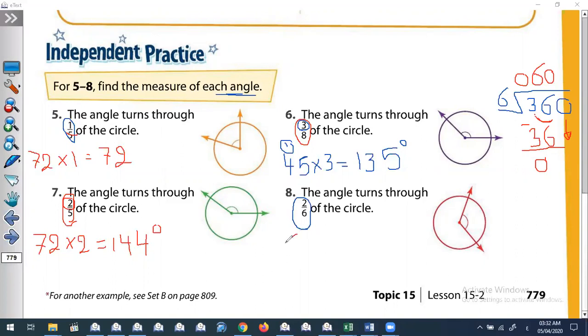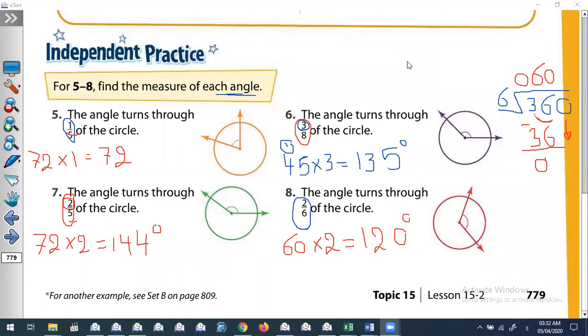Don't forget to multiply 60 times 2. 60 times 2, drop the 0. 2 by 6 is 12. So the answer is 120 degrees.